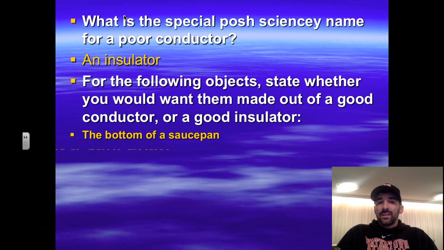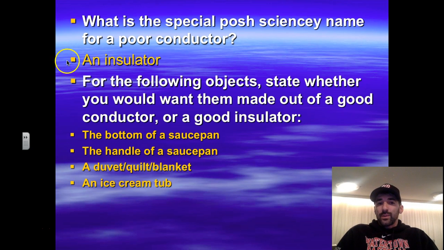So now here we have a different kind of list of four things. We have the bottom of a saucepan, like I'm going to cook on, the handle of the saucepan, a quilt, a duvet, a blanket, and an ice cream tub. Which one of these things are good conductors? Well, I want my saucepan to be a good conductor because that's made of metal. I want the handle of my saucepan to not be a good conductor. I want a quilt or a blanket also to not be a good conductor, and I don't want my ice cream to melt, so I want my ice cream tub to also not be a good conductor. All of those things, very different materials, would all be classified as insulators.